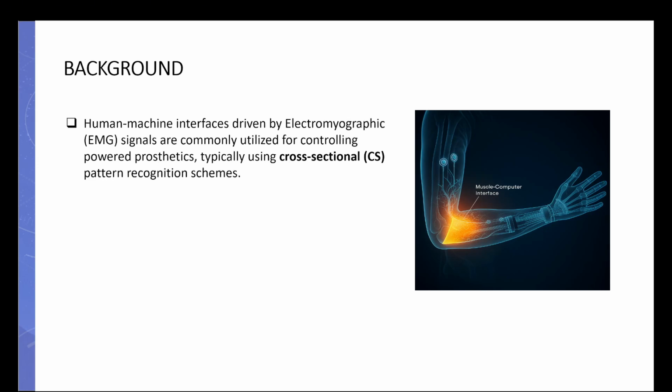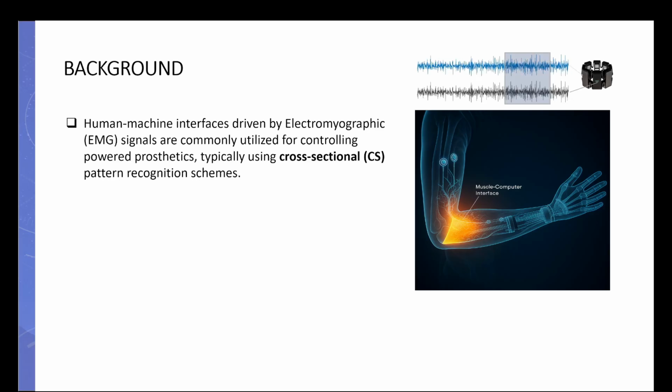Human-machine interfaces driven by EMG signals have long been utilized in this field for controlling prosthetic arms, and this is typically done using a cross-sectional pattern recognition scheme. With cross-sectional models, we usually use a window to review a short period of EMG signals and make decisions based on that without relating it to the previous windows, basically.